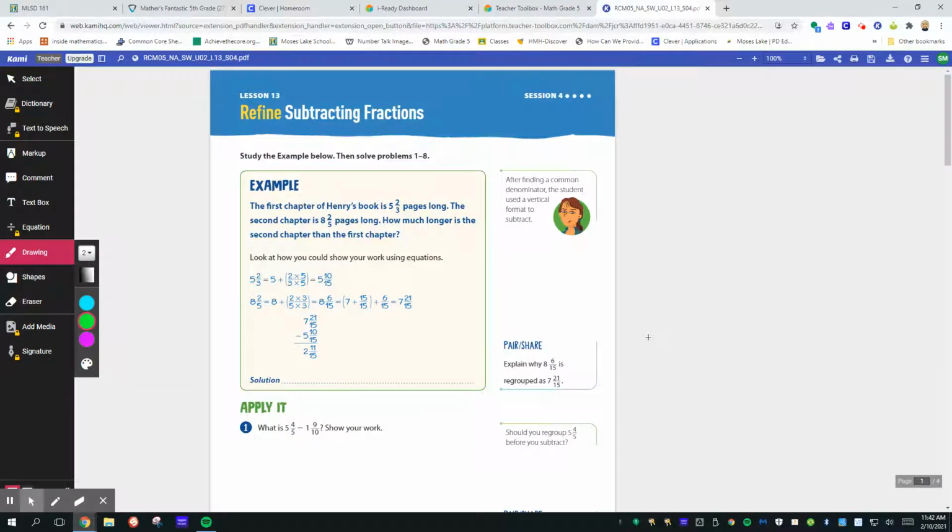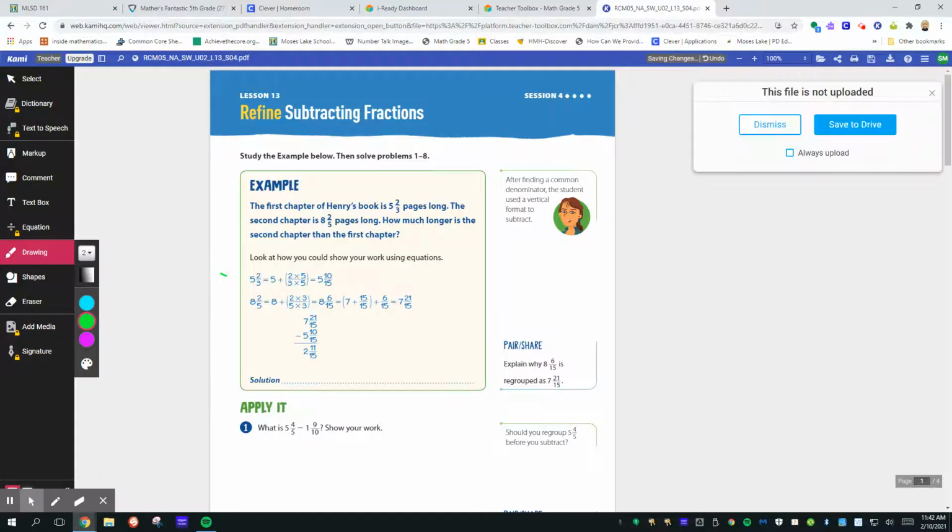How do we subtract fractions? We've been working on that for a week, and we should be getting pretty good at it. Let's take a look at our example. It says the first chapter of Henry's book is 5 2/3 pages long. The second chapter is 8 2/5 pages long. How much longer is the second chapter than the first chapter?